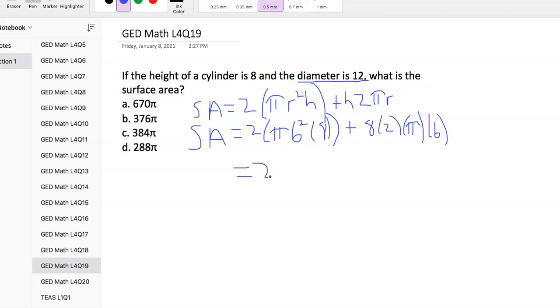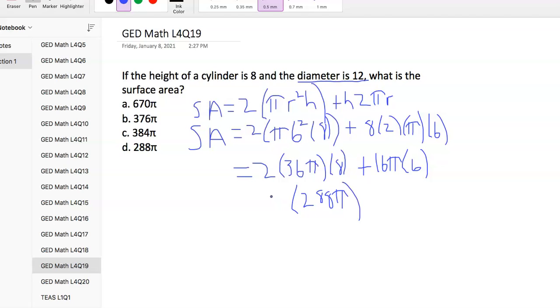So we carry this down again, we've got 2 times, and that 6 squared there is 36, so we'll call it 36 pi times 8. We'll figure that out in a second. Plus 8 times 2 is 16, so we'll call this 16 pi times 6. As we go further along, 36 times 8 is 288, so now we're going to call this 288 pi times 2. Plus 16 times 6 is 96, so we'll call this 96 pi.